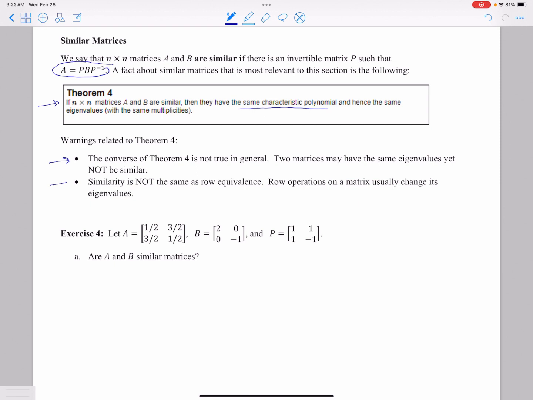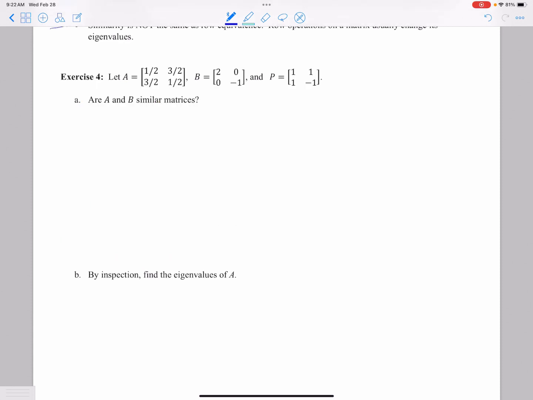And just as a reminder, similarity is not the same as row equivalence, because row operations on matrices usually change those eigenvalues. So I want to know, given A, B, and P, are these similar? So is it true that A is P B P inverse?